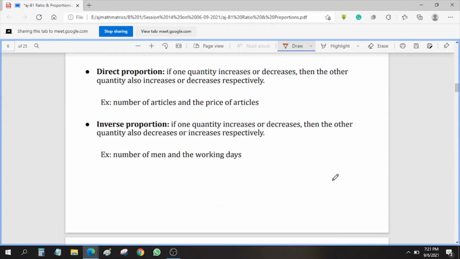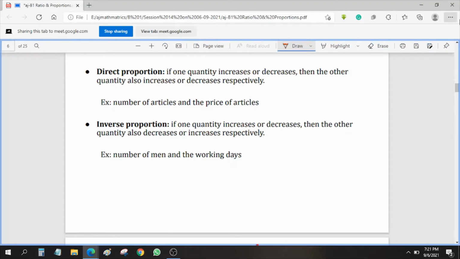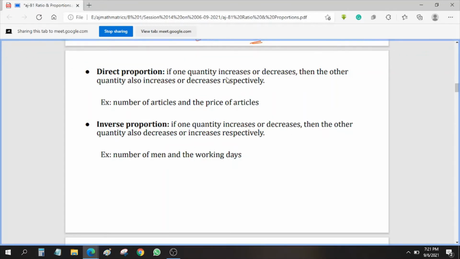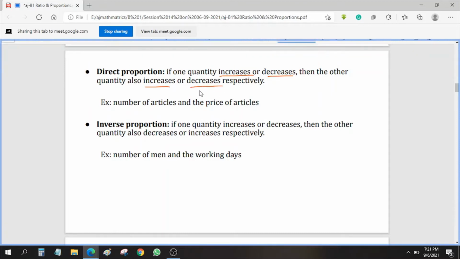Now a few more definitions: direct proportion and inverse proportion. Inverse ratio is different, and inverse proportion is different. They are similar, but not exactly. There are some different criteria we need to remember. For direct proportion, if one quantity increases or decreases, then the other quantity also increases or decreases respectively. If one quantity is increased, the other is also increased. If one is decreased, the other also decreases.